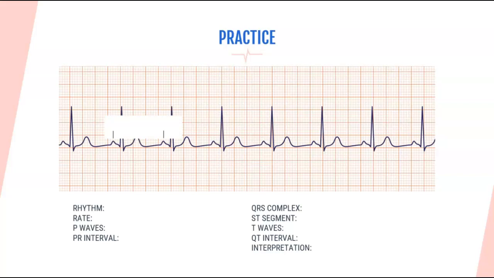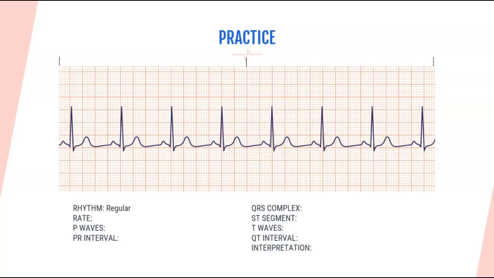Step 1 is determining the rhythm using our paper-pencil method. Mark out the P to P interval and then move it to each P to P interval and see if it is regular or irregular. We will want to check the entire strip, but for demonstration purposes, we can go ahead and determine that this is a regular rhythm because the P to P intervals are evenly spaced.